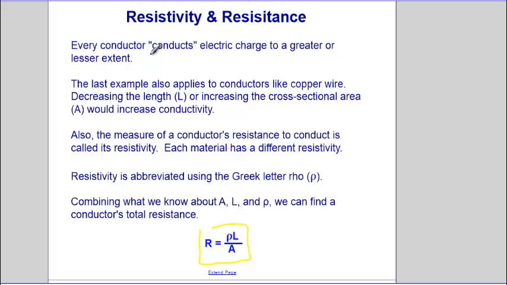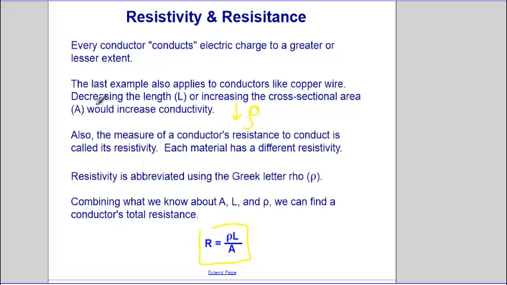Every conductor conducts electric charge to a greater or lesser extent. Even insulators, or what we believe to be insulators, have some conductive property and can move charge. Think about air. Air is an insulator, but charge can move through it with lightning, given a large enough potential difference or voltage. The last example also applies to conductors like copper wire. If we decrease the length or increase the cross-sectional area, we would increase the conductivity, thus decreasing the resistance. So increased conductivity is the same as decreasing resistivity.